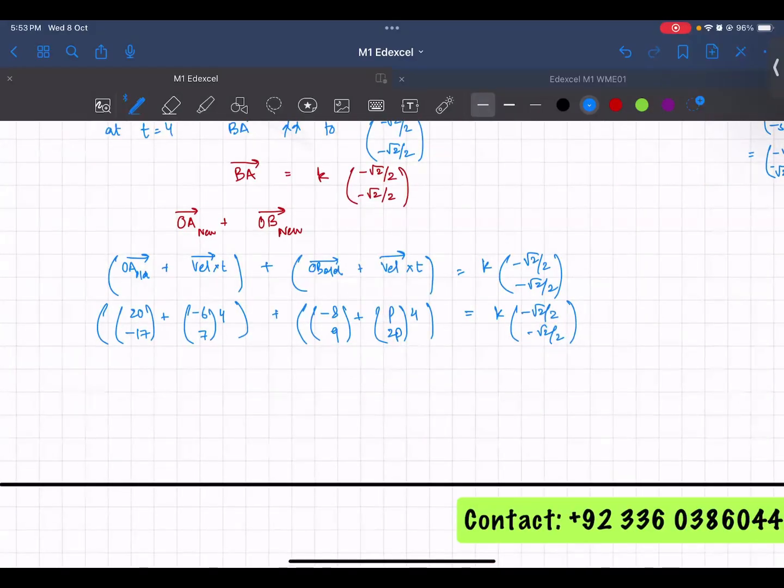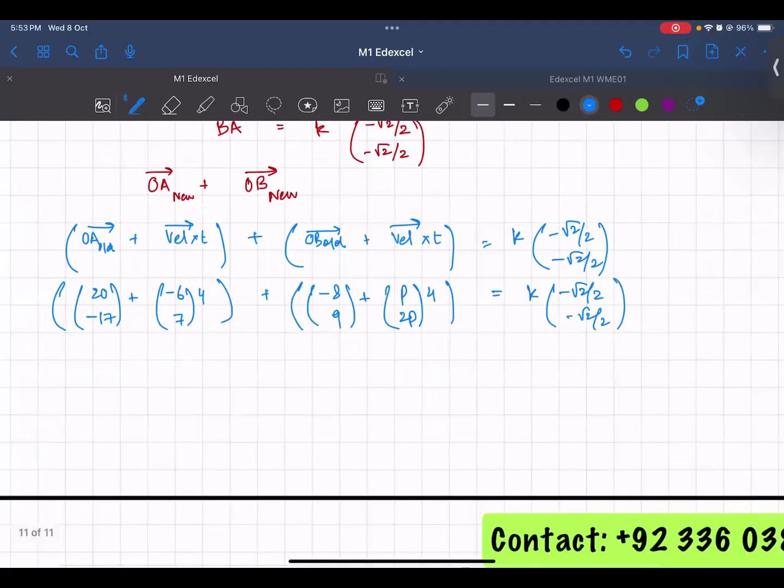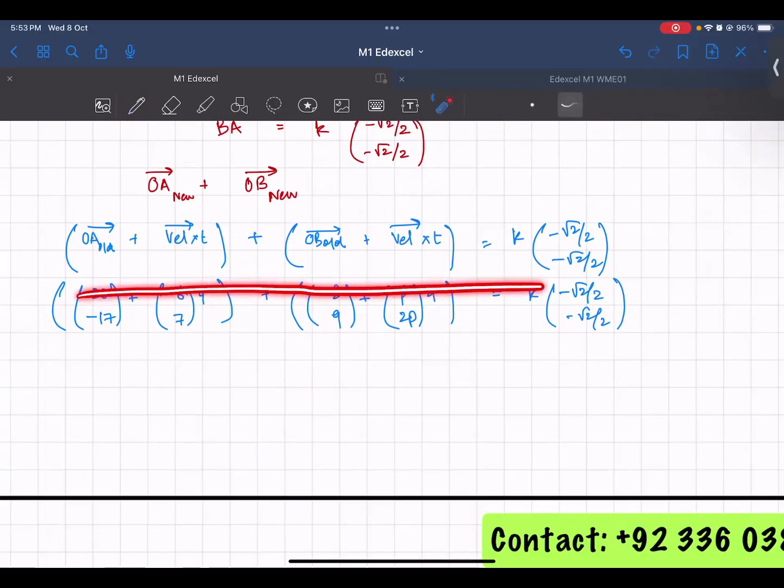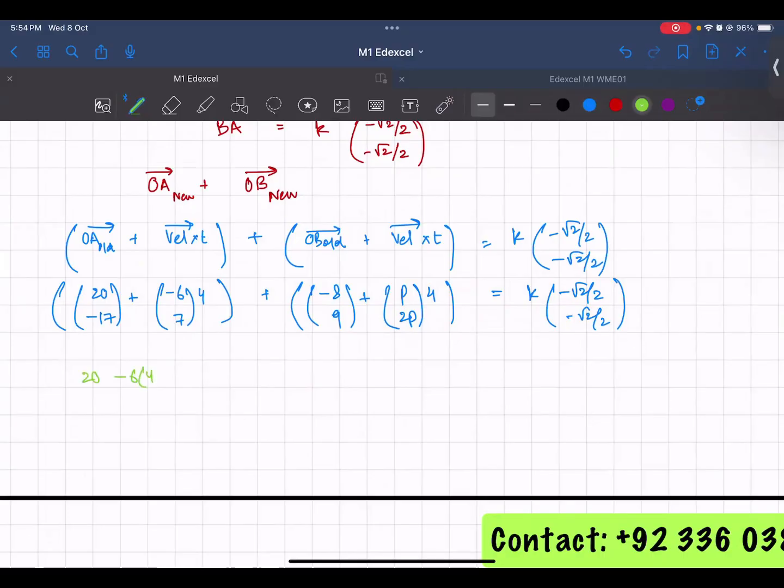Now what? We can simplify, and you can form the equations in the x direction and in the y direction. Then you can solve them simultaneously, because if you add all of the x's, you will get an equation in terms of p and k, and if you add all of the y's, you will get another equation in terms of p and k. So you will get two equations. The first is 20 minus 6 times 4 minus 8 plus 4p is equal to negative root 2 over 2 k. Then minus 17 plus 7 times 4 plus 9 plus 8p is equal to minus root 2 over 2 k.